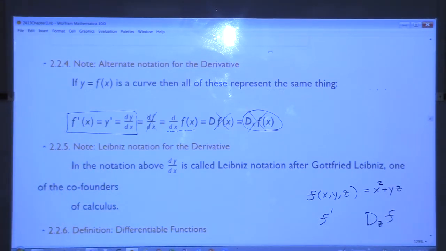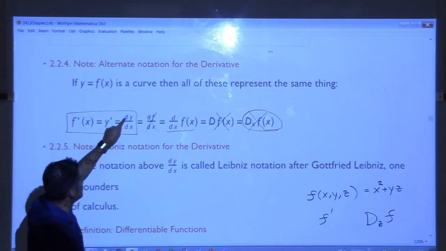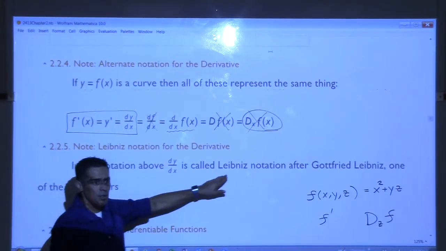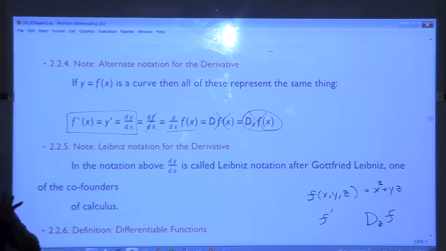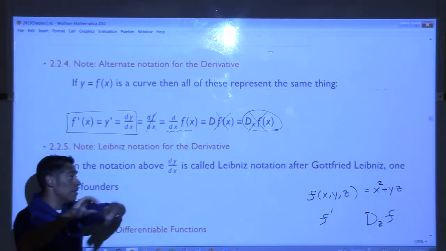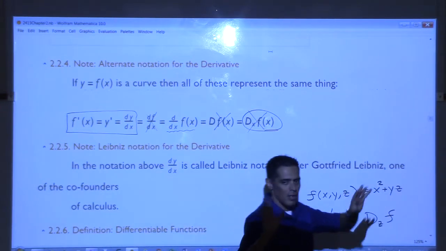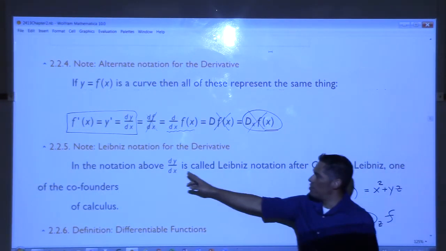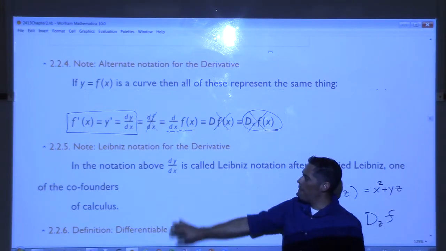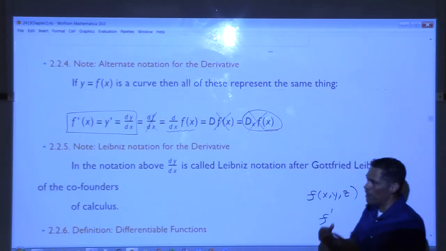All right, so whenever we see this notation, dy dx, this is called Leibniz notation. And I told you at the beginning of class that there were two people who came up with calculus, Newton and Leibniz, and they did it independently. They developed calculus on their own, and didn't know that each other even existed. Leibniz used this notation to talk about the derivative, and Newton used more of the prime notation.